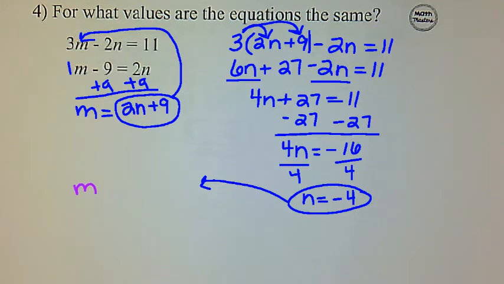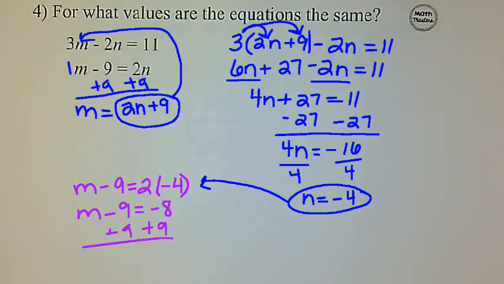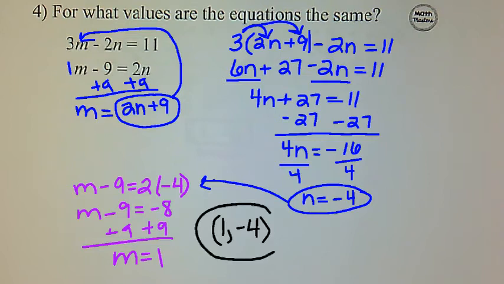Okay, so m minus 9 equals 2 times negative 4. m minus 9 equals negative 8. Add 9 to both sides. m equals 1. Okay, so again, be careful when you're writing your final answer. Say the whole alphabet if you have to. m comes before n. So my final answer is 1, negative 4. This is my final solution.